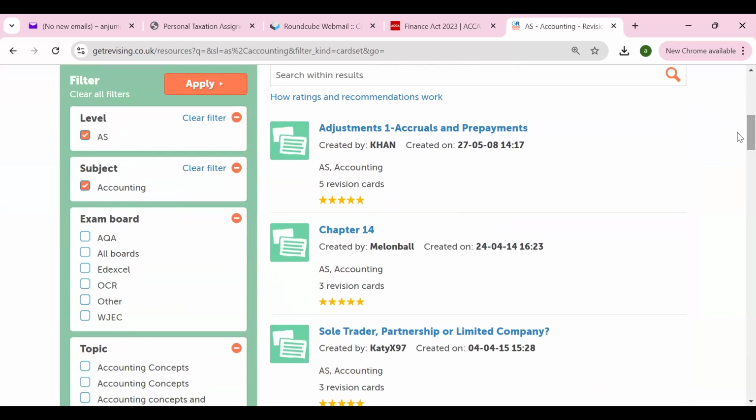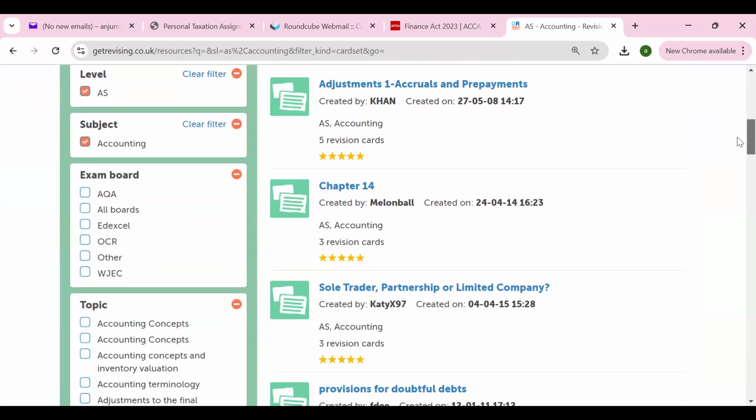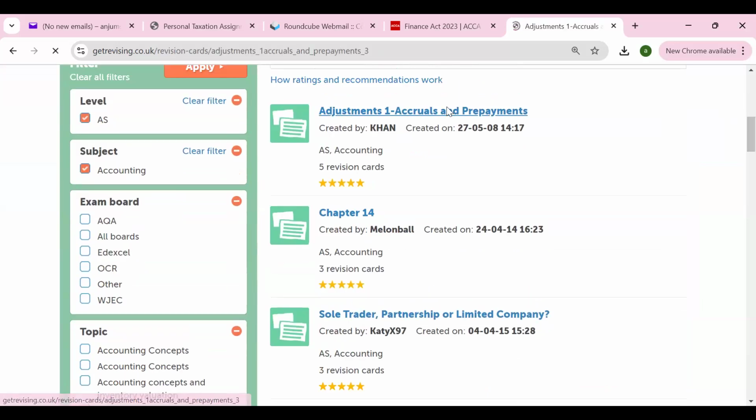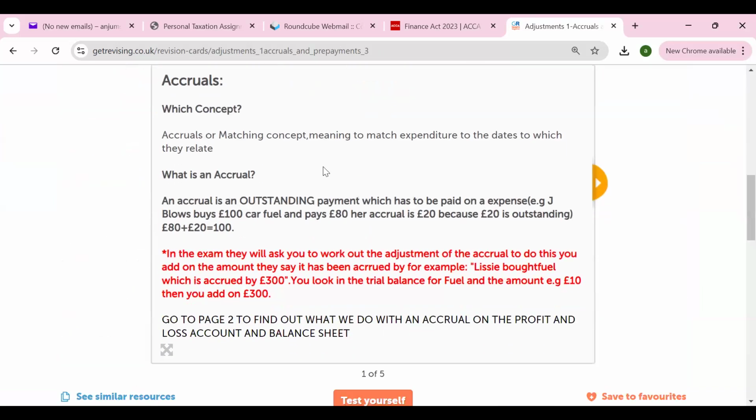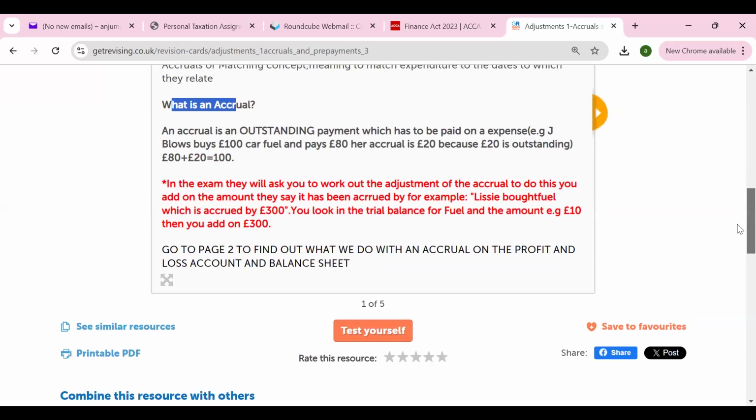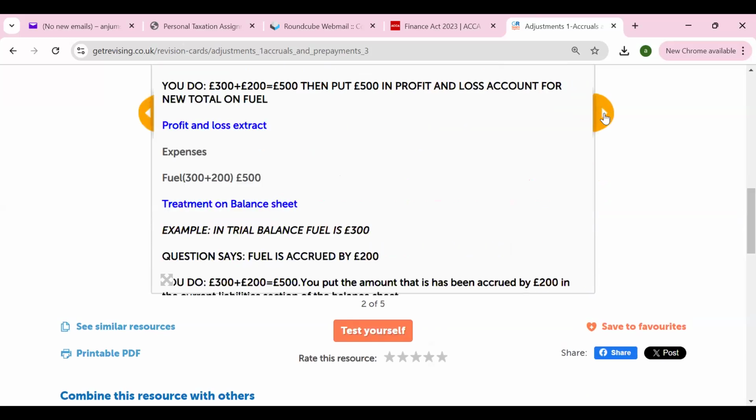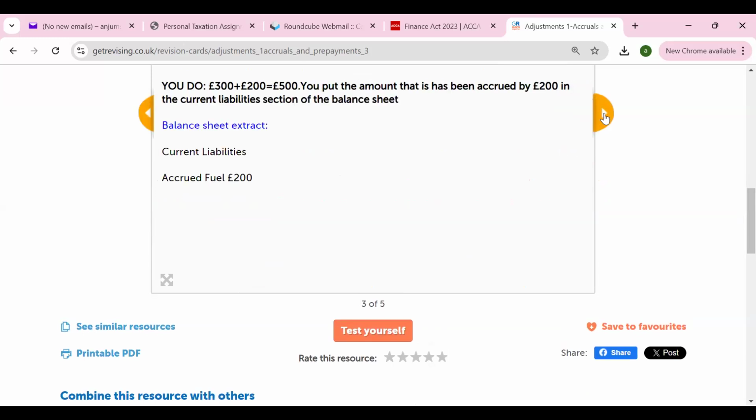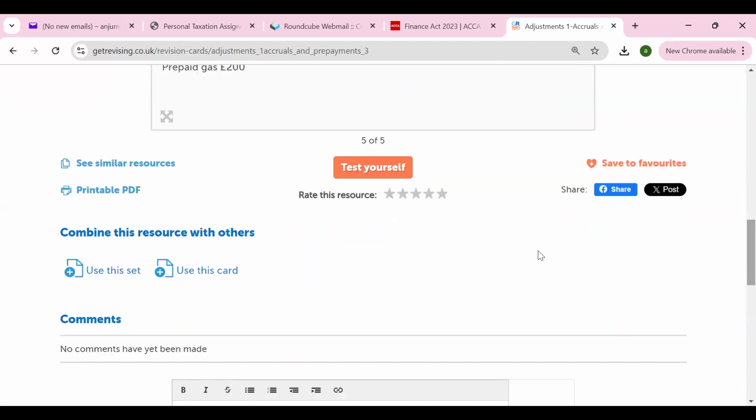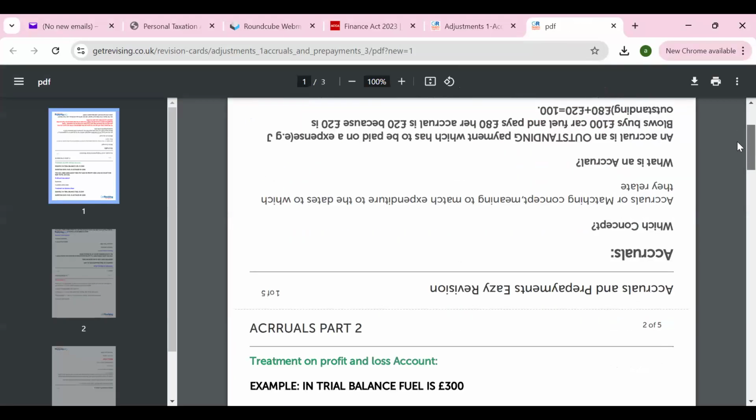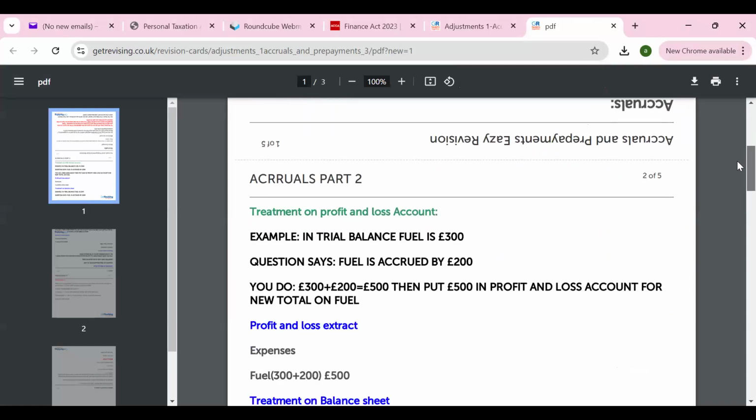What is meant by tax planning? Let's say this is given, accrual and prepayment for support. You see here, what is the concept of accrual? So then it's being given. If I switch it, you will see the questions and you will see the answers of these. If I download these, it looks like this, can you see here? One side question, one side answer.